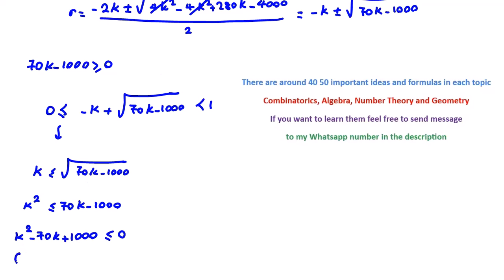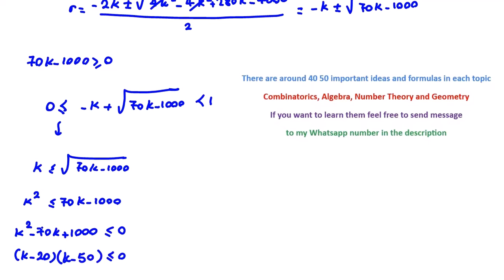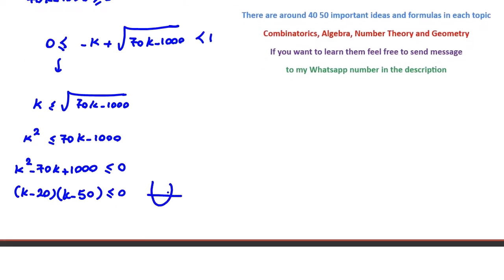Okay, so here we can factorize, or you can also use the quadratic formula. (k minus 20)(k minus 50) less than or equal to 0. So we know it opens up, so from 20 to 50 it is negative, and outside positive. So we can conclude k should be in this part. So k is at most 50 and at least 20 from the first part, okay? And this is very useful.